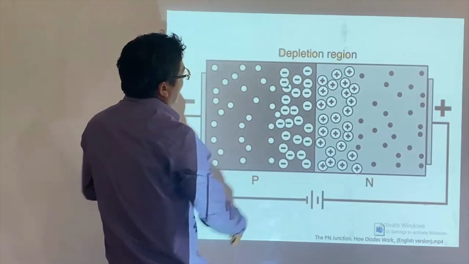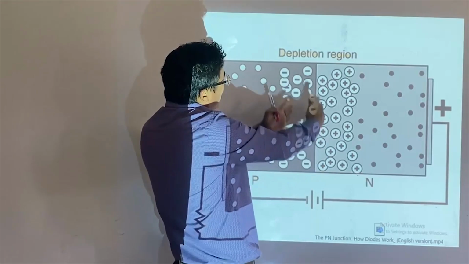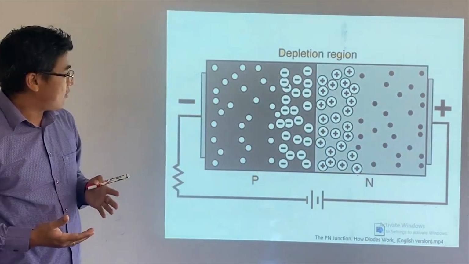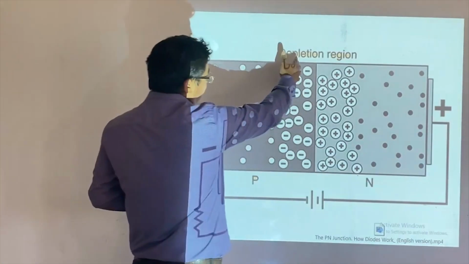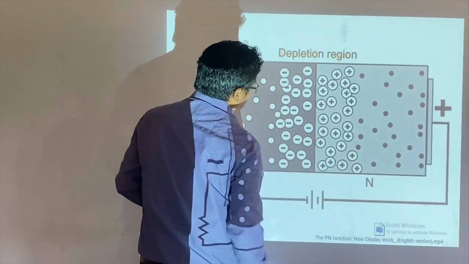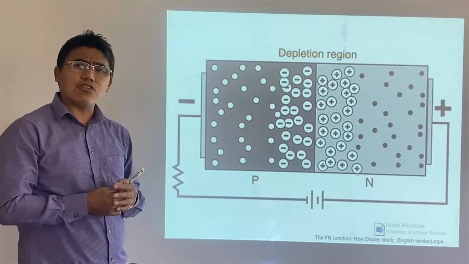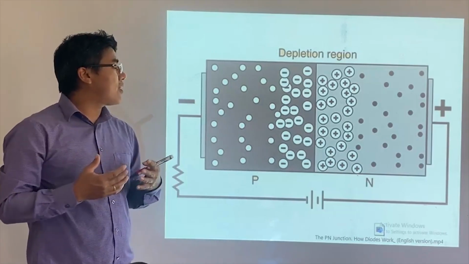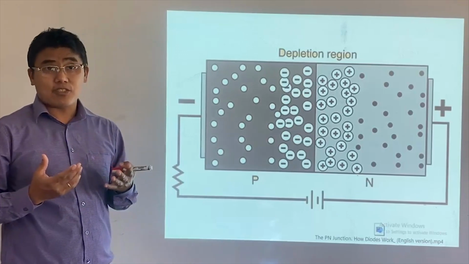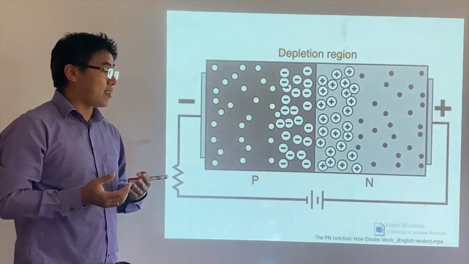Because of which the electric field within the PN junction is going to increase. All right, so you see more negative charge here and more positive charge here. The thickness is going to increase. And what is going to happen if I increase the thickness of the depletion region? Once the thickness increases, the potential barrier is also going to increase, right?